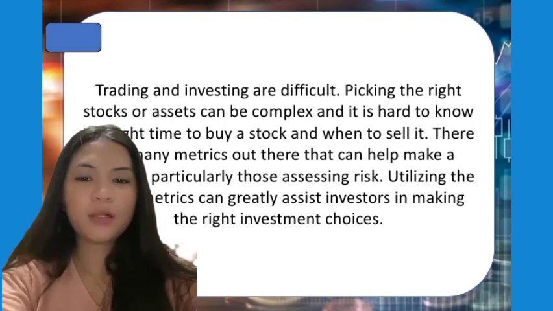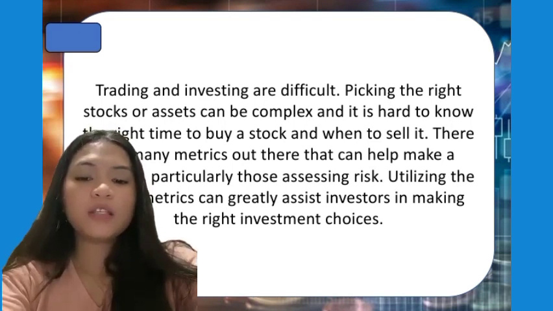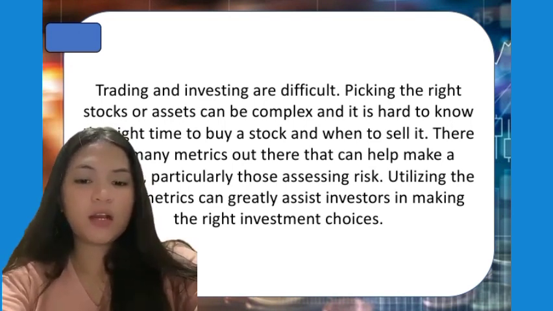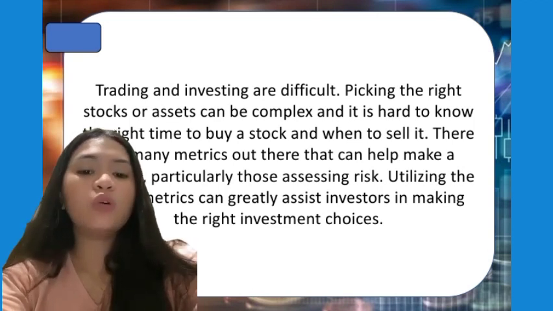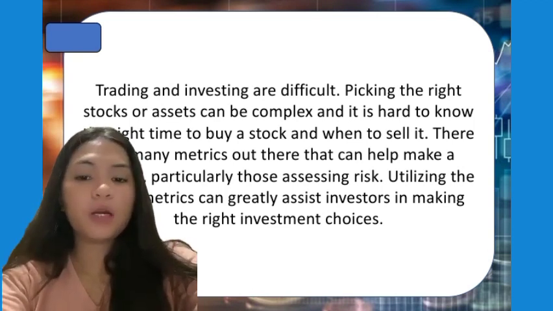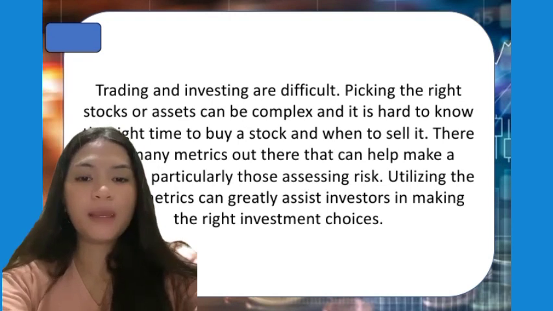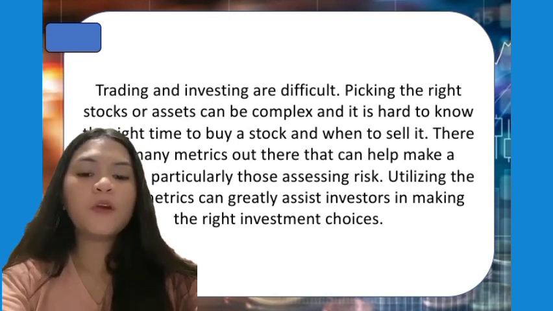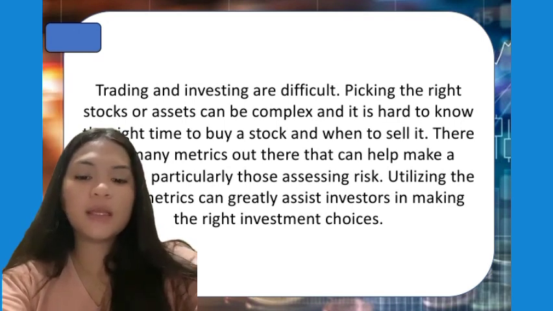So, an example is the price to earnings ratio. The price to earnings ratio tells how much money people are willing to pay for a share of a company compared to how much money the company makes. A low number means that the share is cheap, and a high number means that the share is expensive.